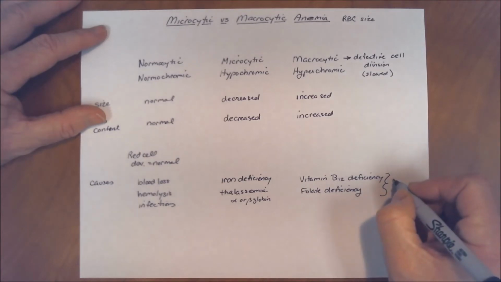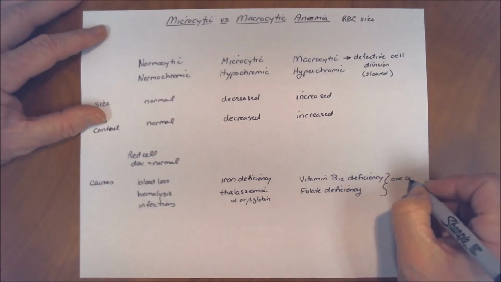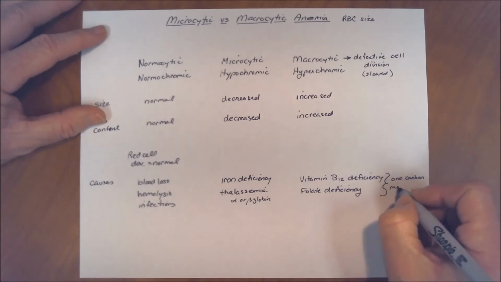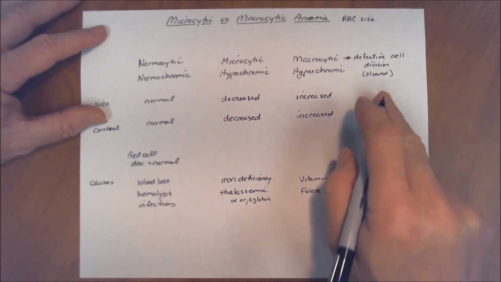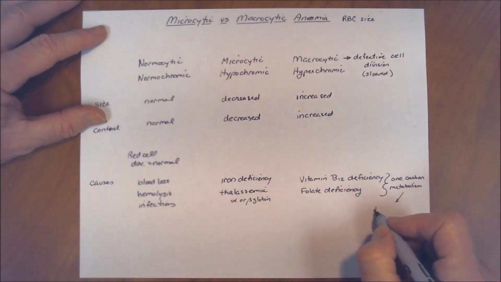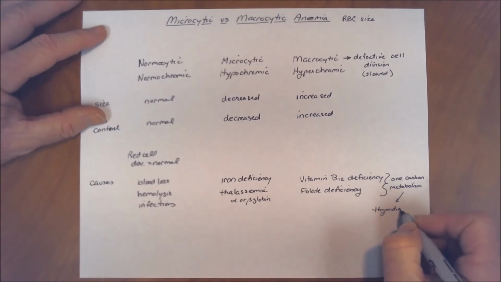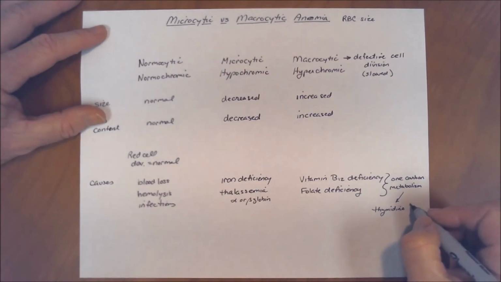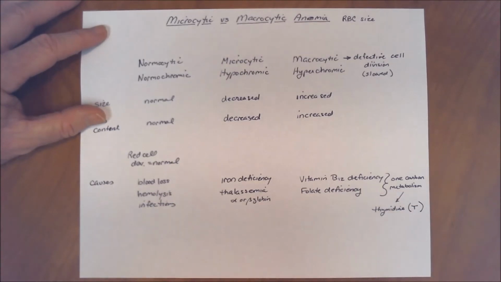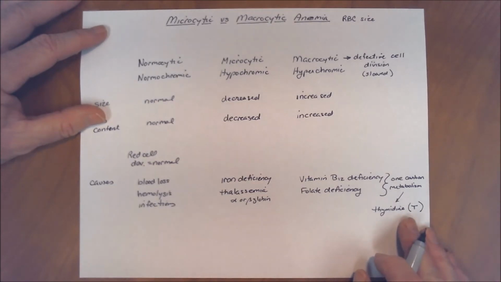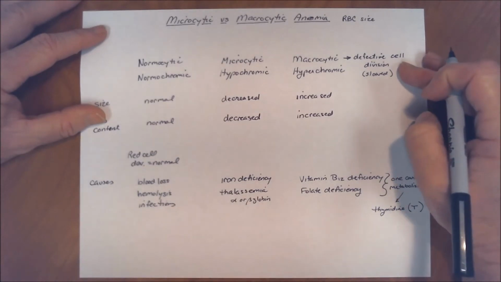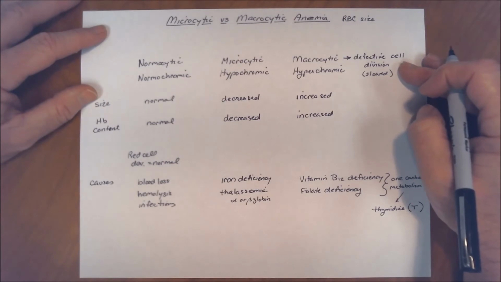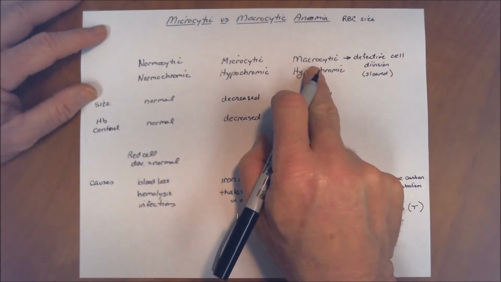These two factors are involved in one carbon metabolism. The most important aspect of this is we have a thymidine deficiency. Remember the T in DNA replication. If we have a deficiency in thymidine production, we'll have a slowing of DNA replication and a slowing of cell division. This will lead to unusually large red blood cells.